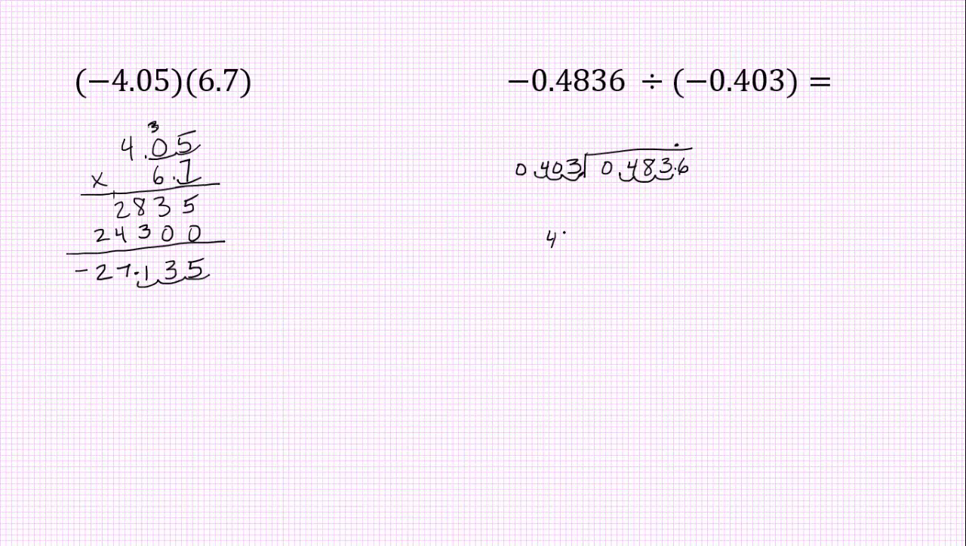Let me rewrite this and get rid of all my squiggles. So we start the division. That goes in 1 time. Bring down that 6. It's going to go in 2 times, and we're done. Remember that it's a negative divided by a negative. The answer is positive, so our quotient is 1.2, and we're done.